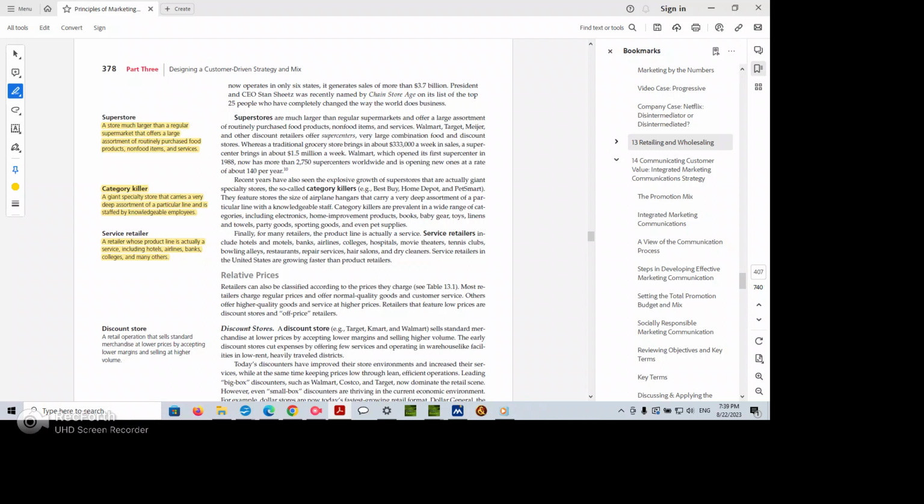Now, remember that a discount store is a retail operation that sells standard merchandise at a lower price by accepting lower margins and selling at a higher volume.